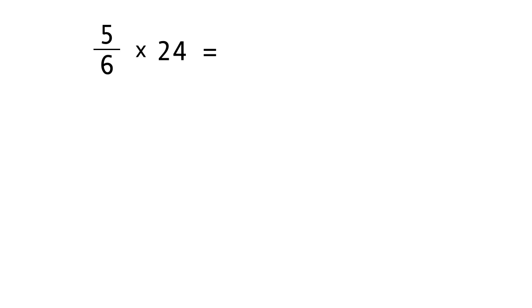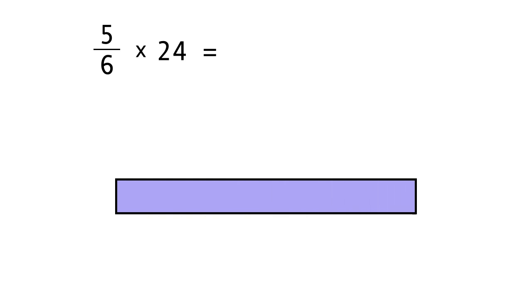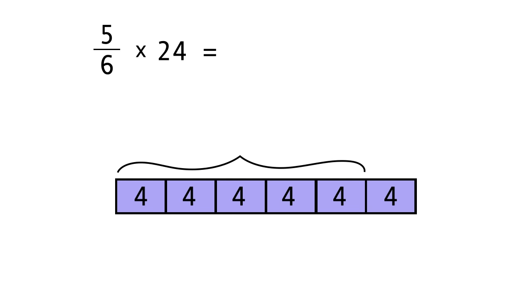Moving it on another step, how about 5/6 of 24? So our bar this time is going to have 6 equal parts. And in order to find the 1/6, we're going to do 24 divided by 6. And that's going to give us 4. So each of those sixths is worth 4. And we want 5 of them. So 4 times 5 gives us 20.